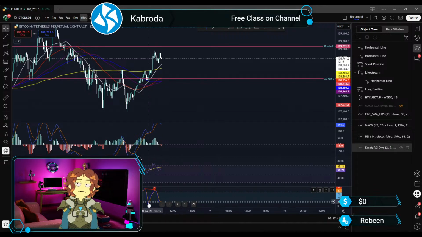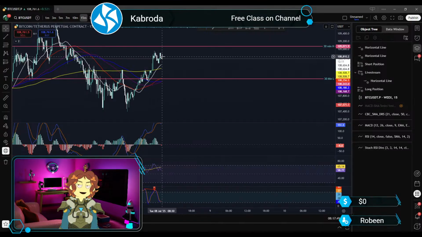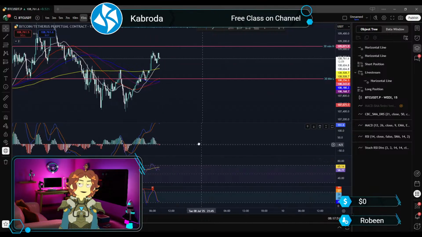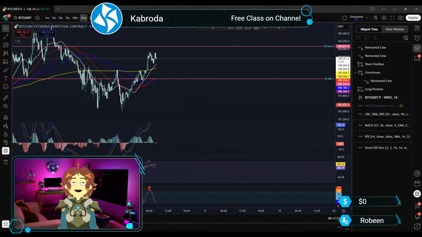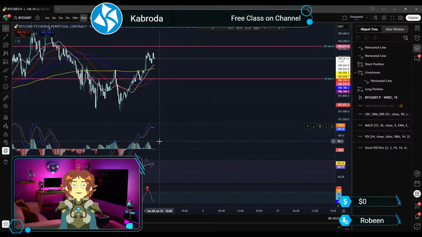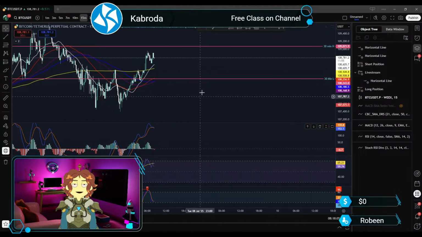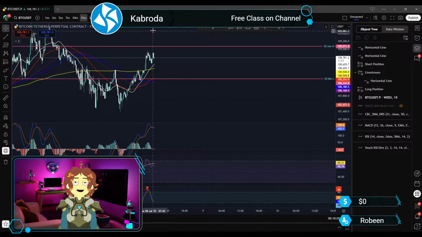The stochastics are, well, ChatGPT says they're crossed down, but they're actually right at the bottom, so they could fire up again. You could get another little run before it breaks down. I don't know, those are somewhat bullish, but yeah, I would still say this one looks like it might have a little short-term pullback and then fire up again, but we'll see what happens during the day.